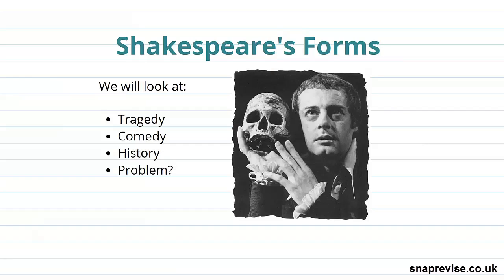So firstly, let's take a look at some of Shakespeare's forms. There are many different genres that we can group Shakespeare's plays into, and there is much controversy surrounding which genre each play is, but the main three genres are tragedy, comedy, and history. These are the main three genres that we can kind of fit all of Shakespeare's plays into. However, people often talk about the problem plays, and so we'll talk a bit about them later on.